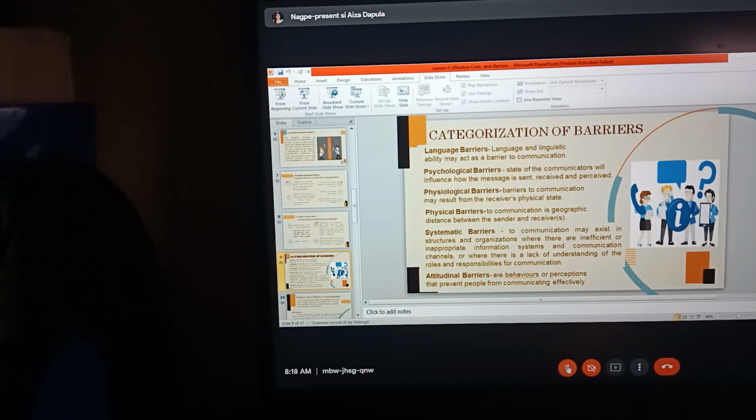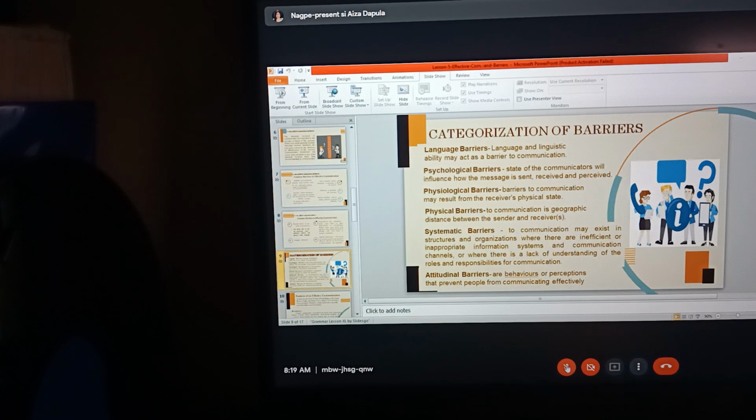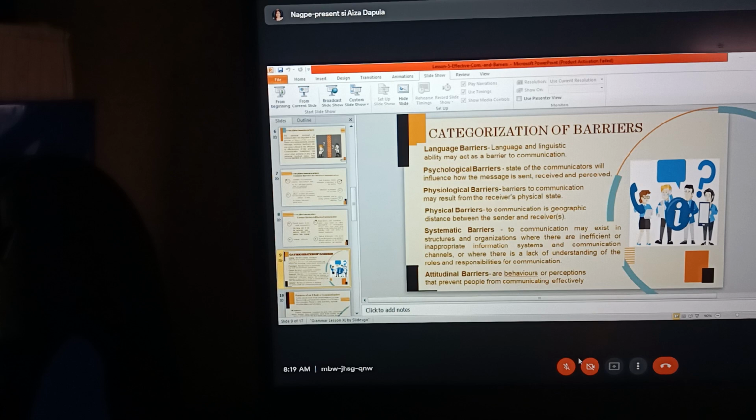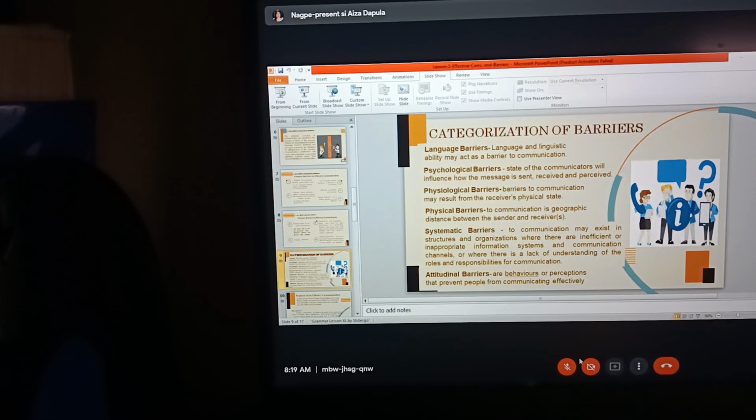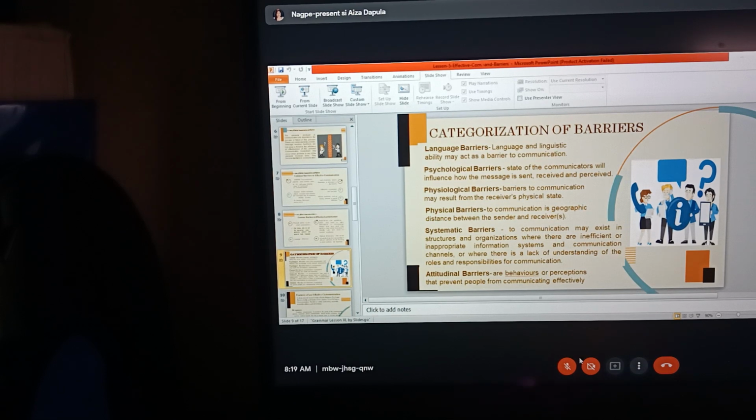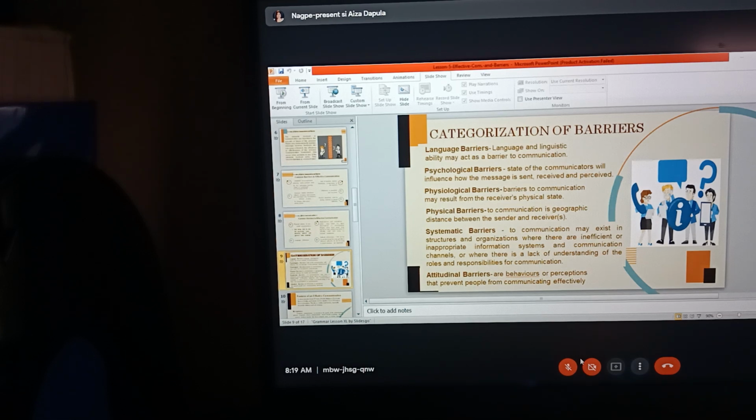Okay, the last one is the attitudinal barrier. Attitudinal barriers are behaviors or perceptions that prevent people from communicating effectively. Just like I said a while ago, your behavior defines your character, how responsible you are, how your parents taught you at home. That's also a way of miscommunication between the sender and the receiver: the way you behave, the way you show your attitude towards the other person.